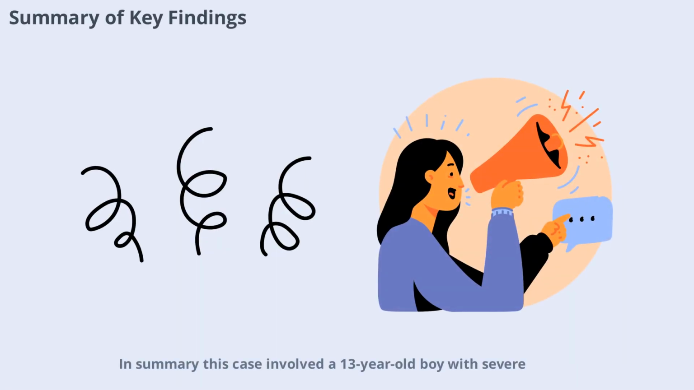Summary: this case involved a 13-year-old boy with severe aplastic anemia and a rare AM blood group subtype. Through a combination of serological, molecular, and family studies, the medical team was able to accurately diagnose the subtype and provide safe, effective transfusion therapy. The case underscores the importance of comprehensive testing and individualized care in transfusion medicine.